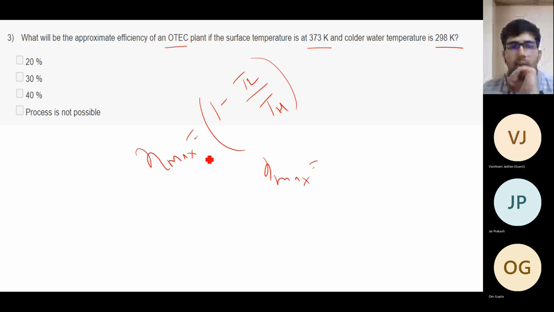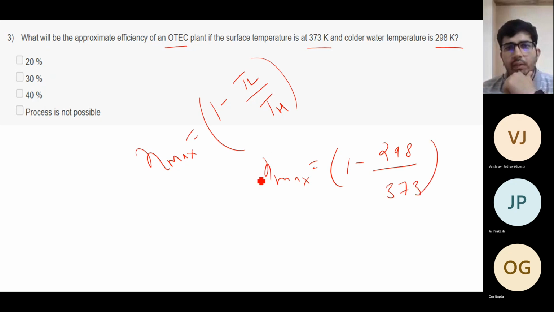So what are the conditions we are having? 1 minus, what is the TL? It is 298 and TH will be 373. If you solve it, you will get the answer. Anyone? What will be the answer?